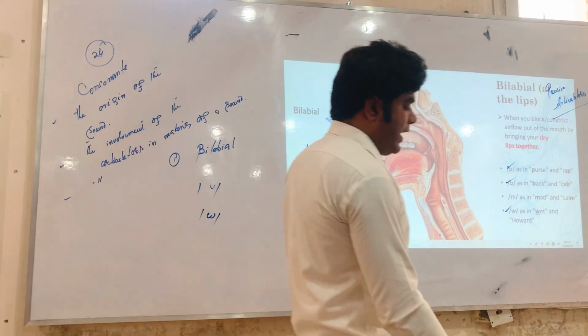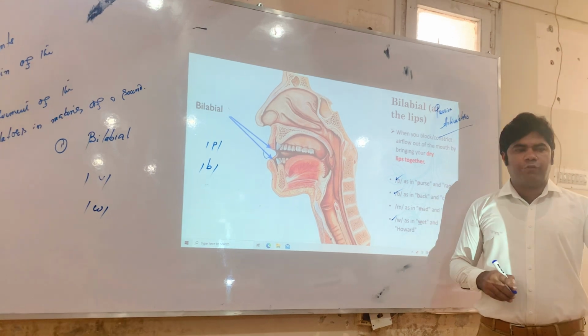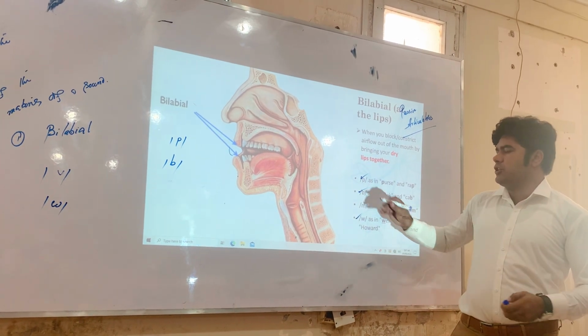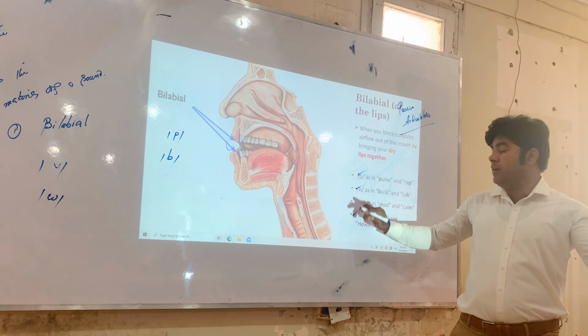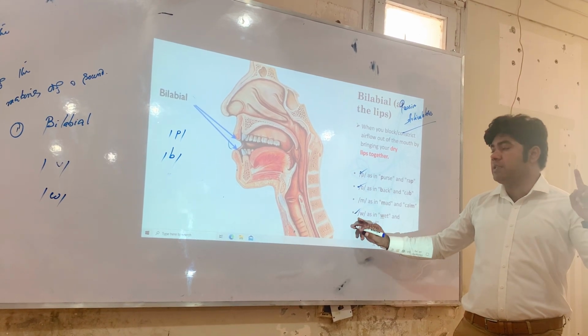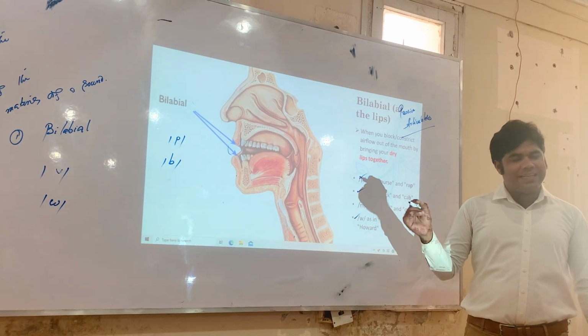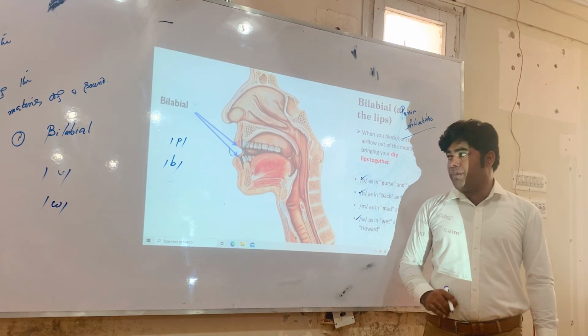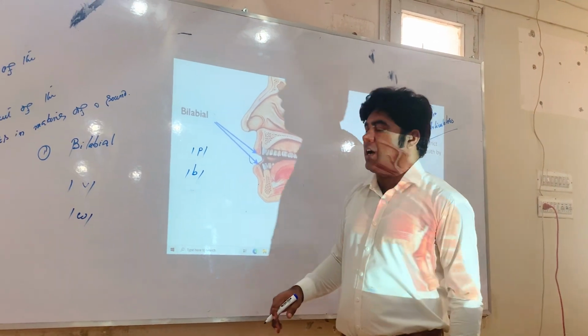So when we are pressing our lips together, we can make four sounds. Repeat after me: pa, ba, ma, wa. These four sounds can be made, and since there is the involvement of both the lips together, we call these sounds bilabial.